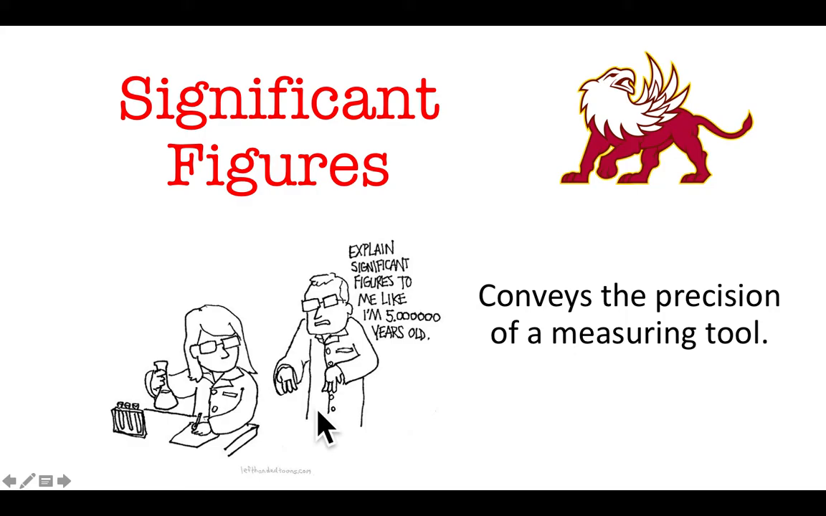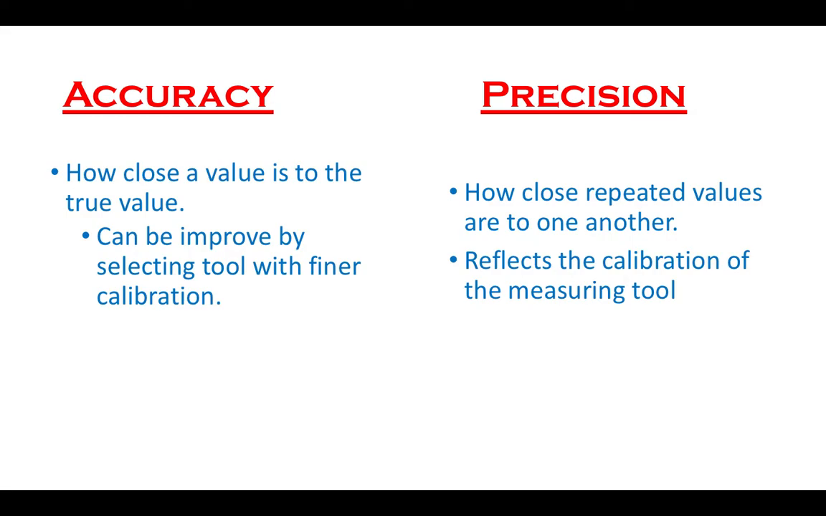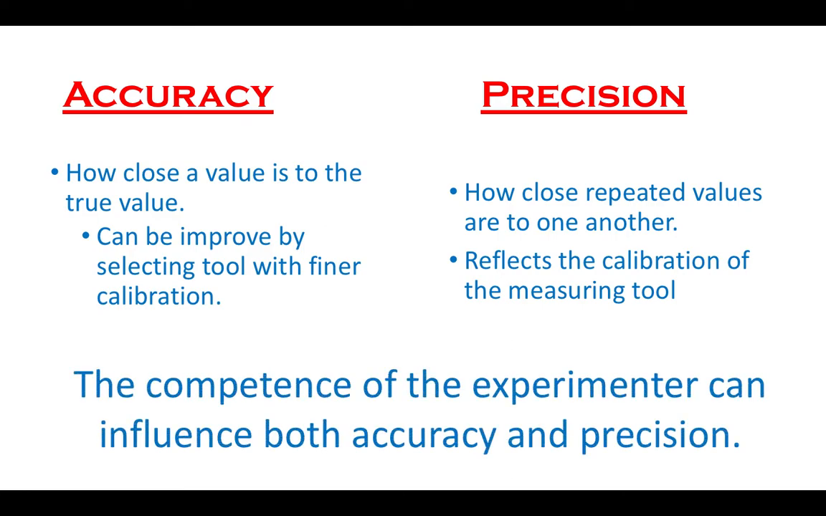All right, ladies and gentlemen, this screencast is about significant figures. Significant figures convey the precision of a measuring tool. As a review, accuracy is how close a value is to the true value, the actual value. Accuracy can be improved by selecting a tool that has a finer calibration. Precision is how close repeated values are to one another, and it reflects the calibration of the measuring tool. Both accuracy and precision are based on the competence of the experimenter.